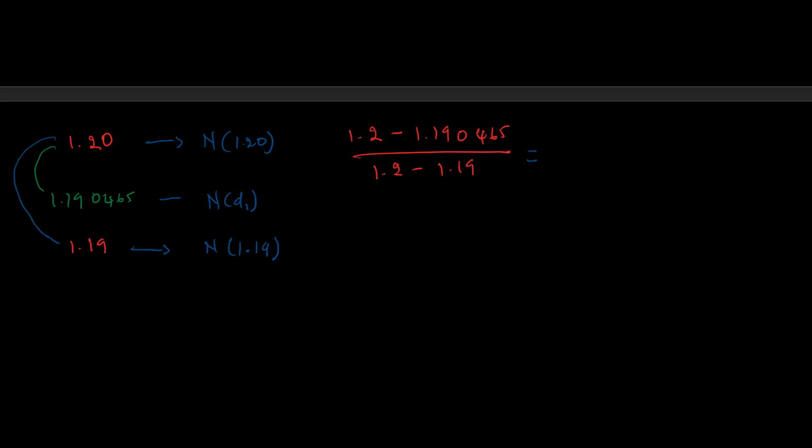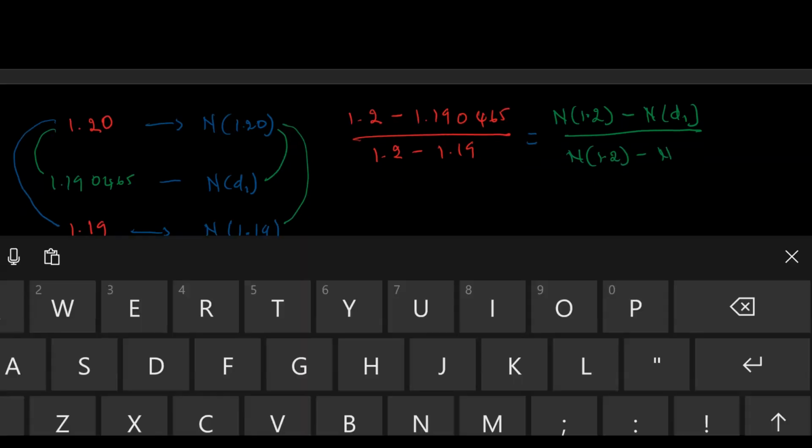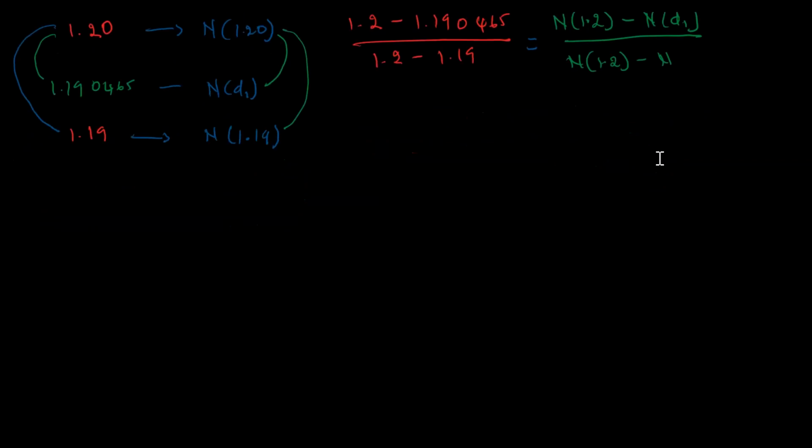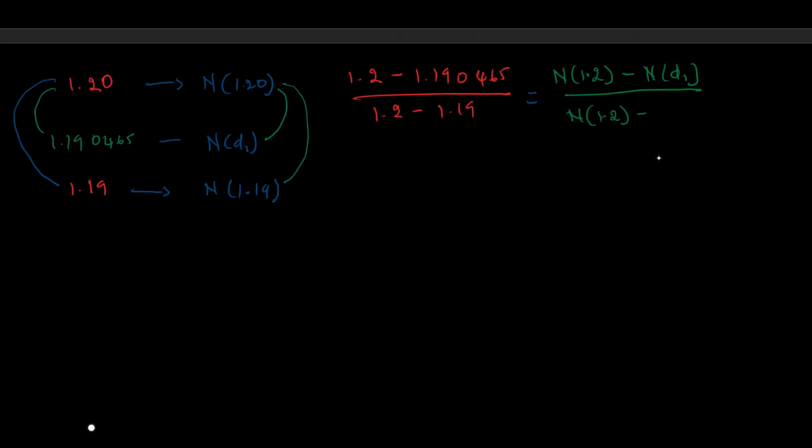equal to this minus that, which is N1.2, which we can read from the normal probability table, minus ND1, and then we are going to divide it by the difference between these two values here, and that's going to be N1.2 minus N1.19, and that would give us our equality.